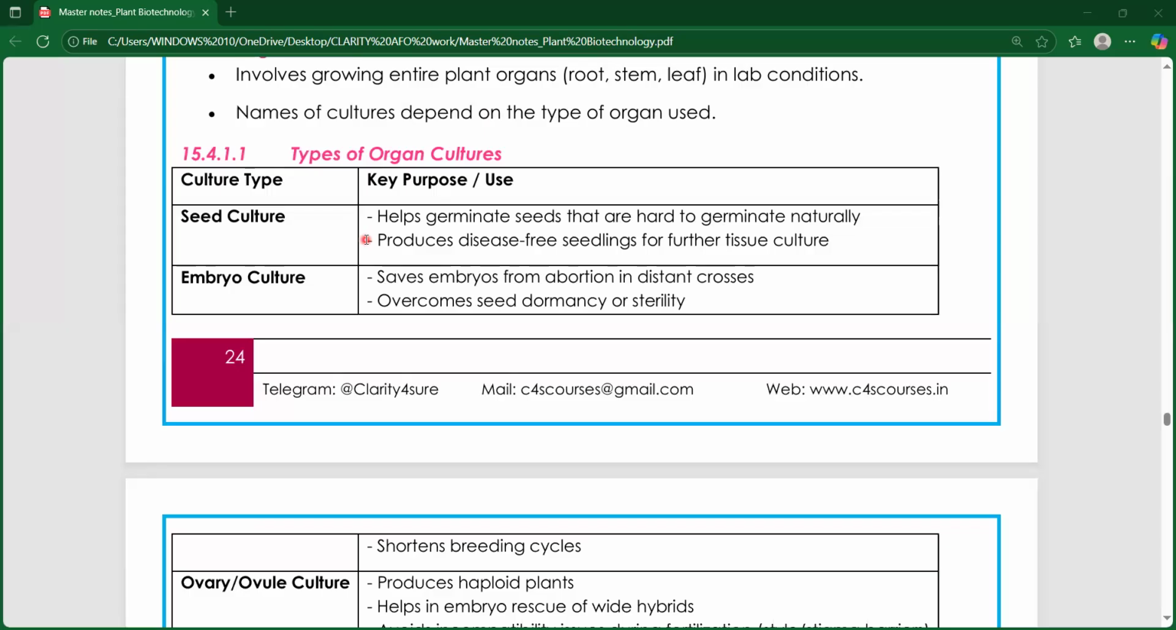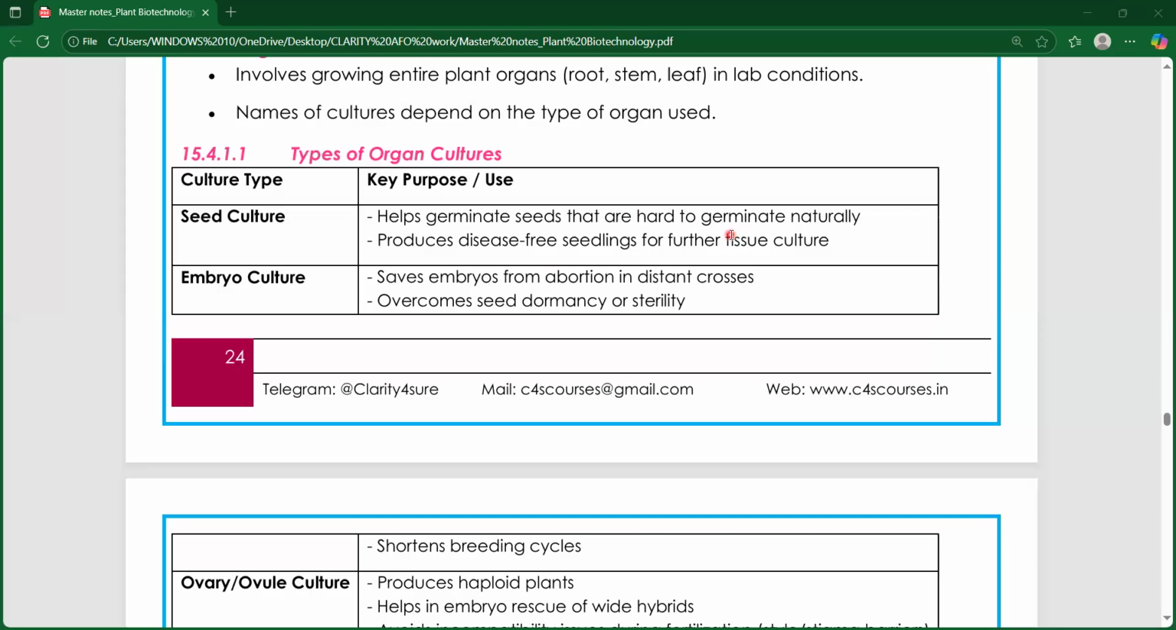So seed culture's application, we can say that this culture increases the germination efficiency of seeds that fail or have any difficulty to germinate in natural conditions. Okay. So that is why this culture helps the seed to germinate. Then they also help the premature germination of the seeds by applying plant growth regulators like gibberellins.